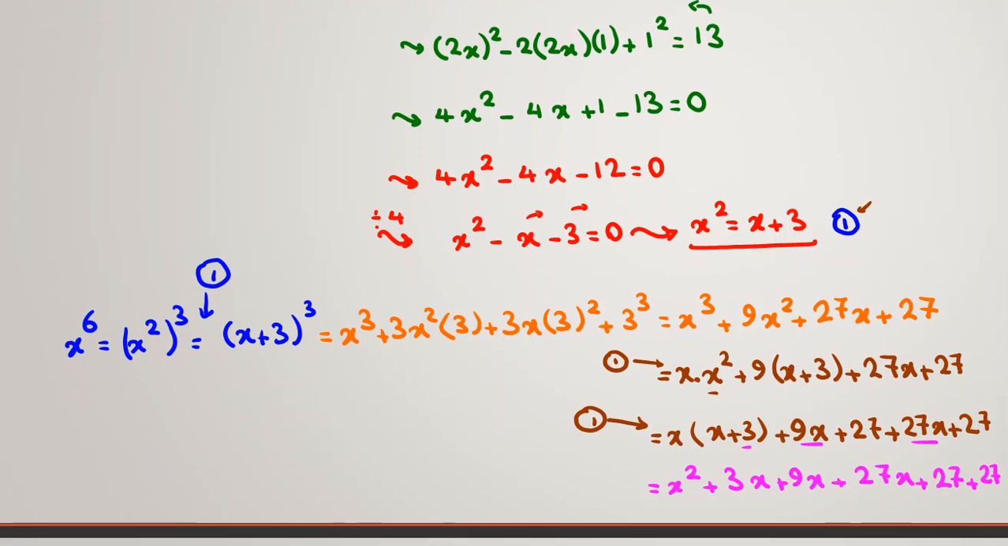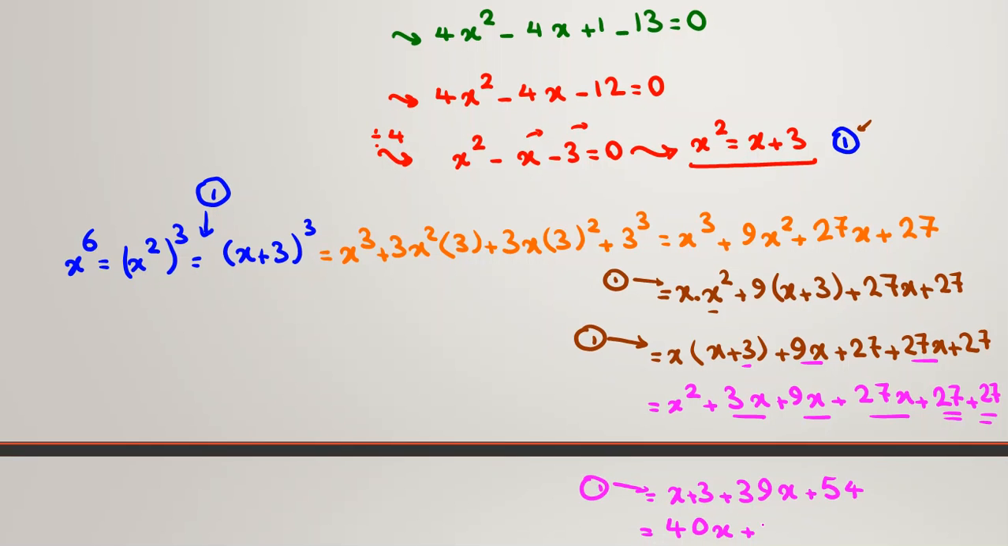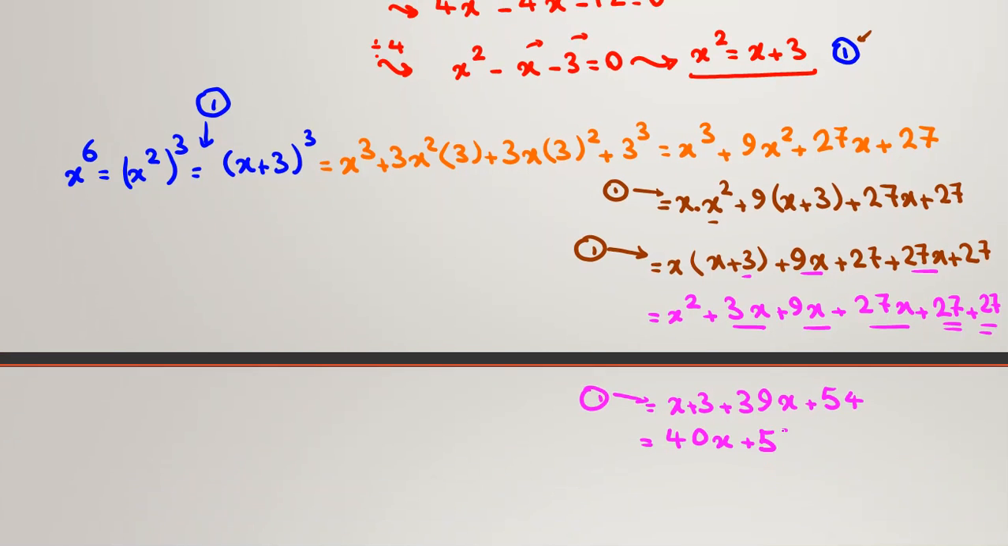And if we simplify, again, if we apply equation number 1 instead of x squared, I replace it with x plus 3. 3x, 9x, 27x. It will be 36, 37, 38, 39x. 27 plus 27 will be 54. Now we have x plus 39x, 40x, plus 3 plus 54 will be 57.